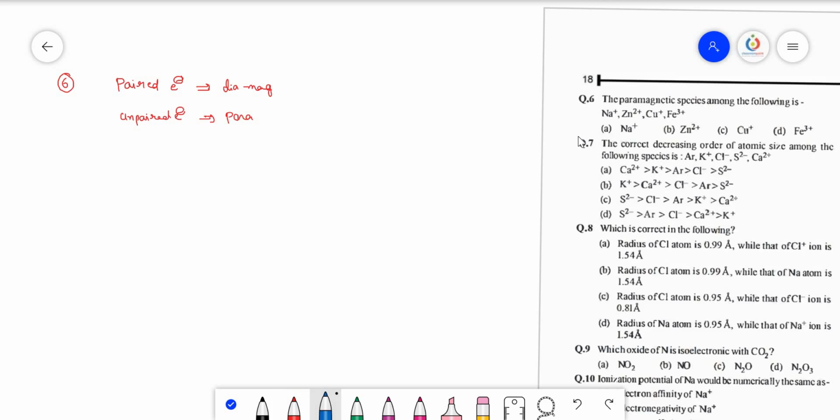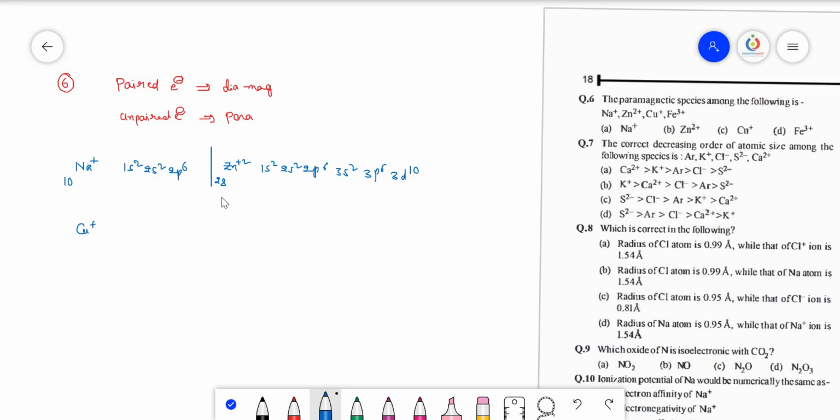Now let us see the electronic configuration of these species. Here Na plus is given. Na plus has only 10 electrons, not 11. So 1s2, 2s2, 2p6, all are paired electrons. Next one is Zn plus 2. Zn plus 2 has 28 electrons. So the electronic configuration is 1s2, 2s2, 2p6, 3s2, 3p6, 3d10. Here also all are paired electrons.